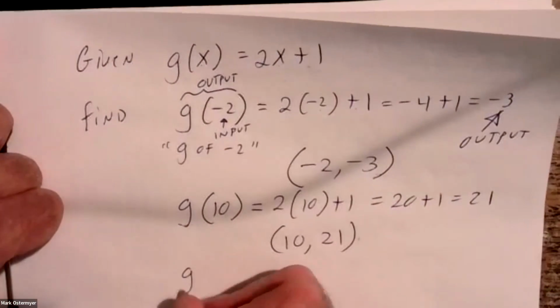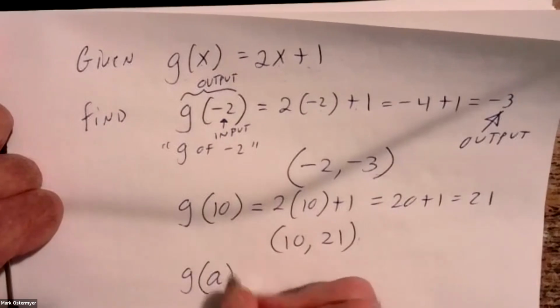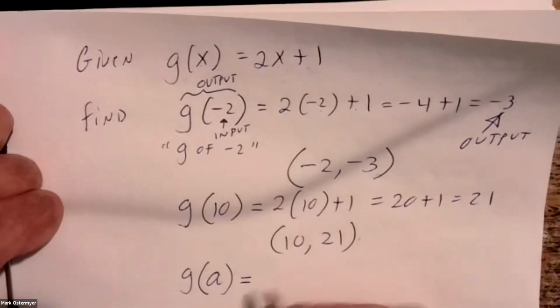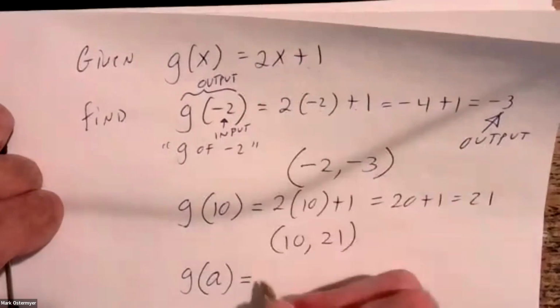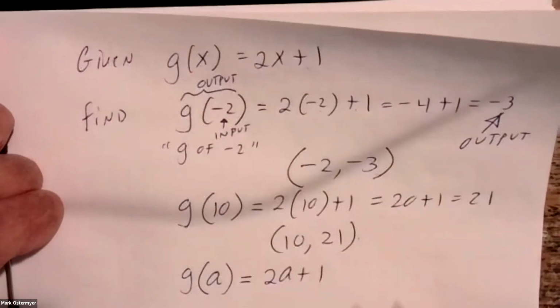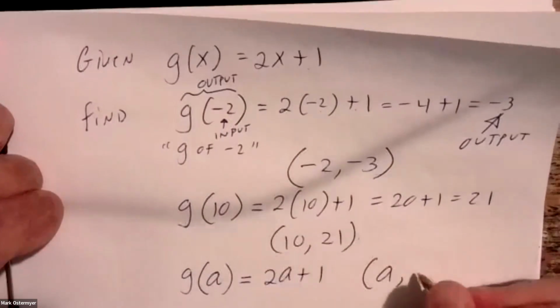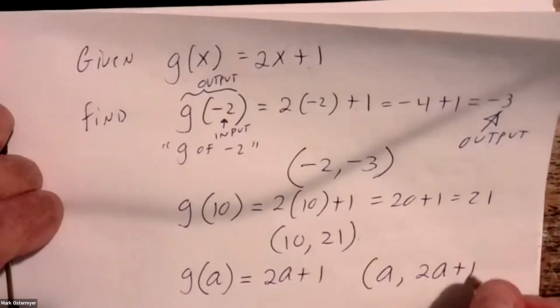You can throw anything into a function. You can even put a variable into a function. What would be g of a? G of a is going to be 2 times a plus 1. So we put a into our function, and out comes a variable expression called 2a plus 1.